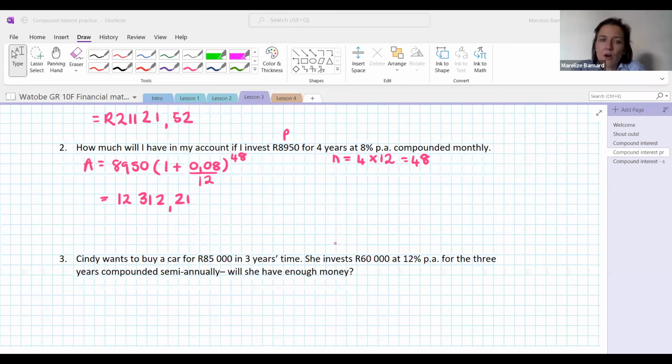Cindy wants to buy a car for 85,000 Rand in 3 years' time. She invests 60,000 at 12% per annum for the 3 years, compounded semi-annually. Will she have enough money? Let's see.